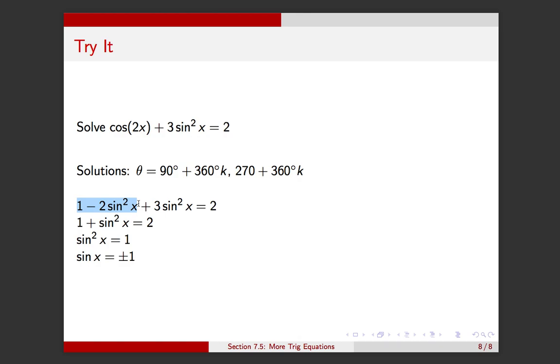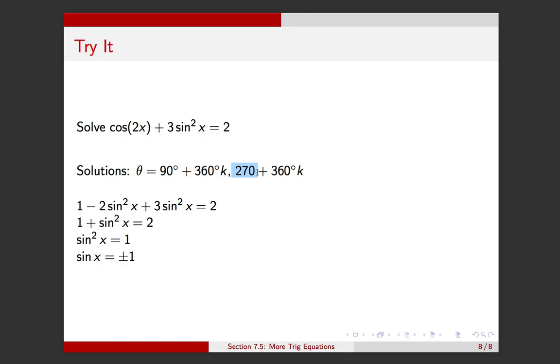The nice thing about that particular replacement is that you already had just a sine squared there. So if you replace this with its formulation that involves just a sine squared, you'll have only apples and apples. So I have 1 minus 2 sine squared plus 3 sine squared equal to 2. Well, minus 2 plus 3 sine squared, you're just left with a plus sine squared. And you can subtract the 1 over and get sine squared x equals 1. So sine of x has to be either positive 1 or negative 1, and that occurs precisely at 90 degrees or 270 degrees.